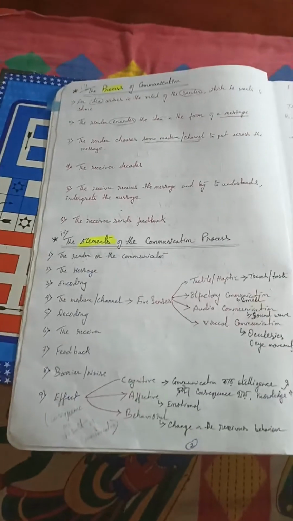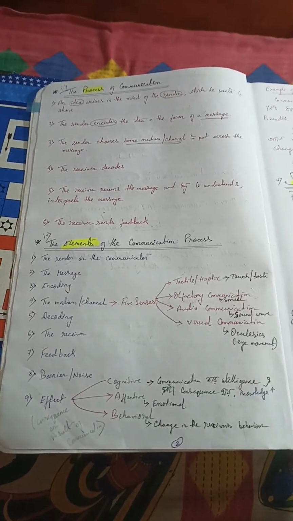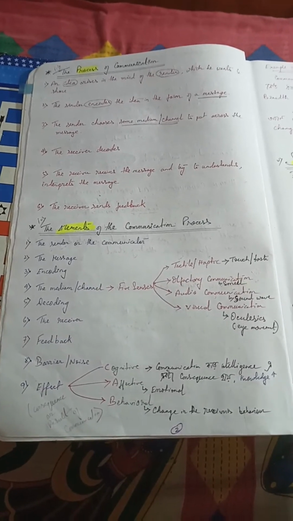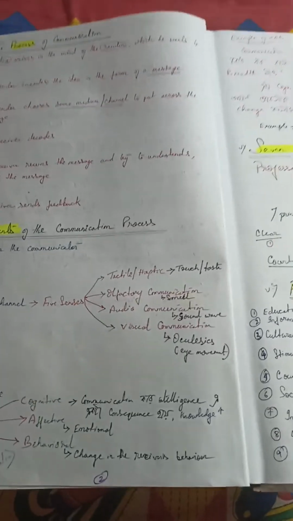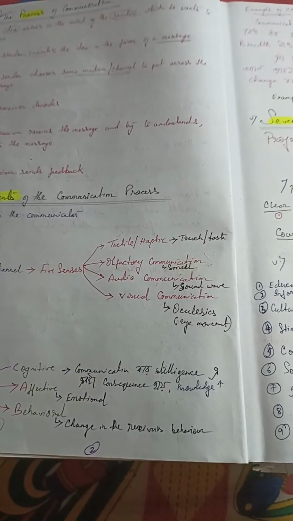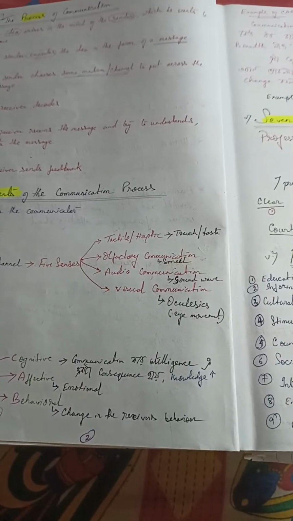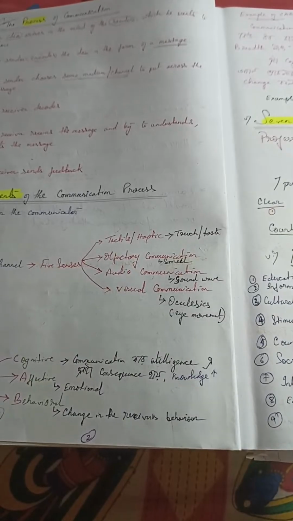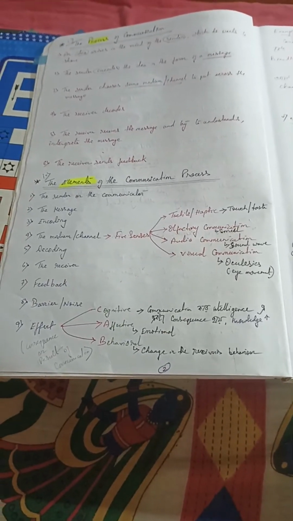To put it simply, the elements of the communication process are the sender or communicator, the message, encoding, the medium or the channel, the decoder or receiver, the feedback, the barrier or the noise, and the effect. The medium or channel is tactile, also known as haptic, which is touch or taste. Olfactory communication means smell. Audio communication means sound wave. Visual communication means oculus or eye movement. And the effect is cognitive, affective, and behavioral.